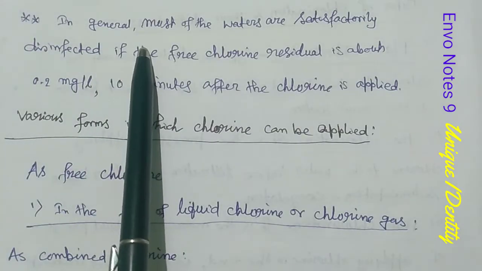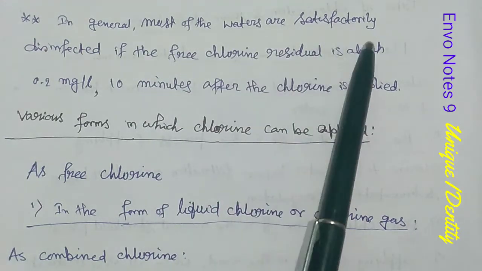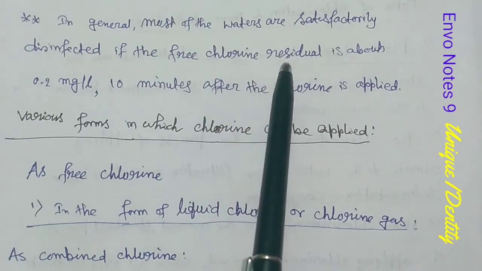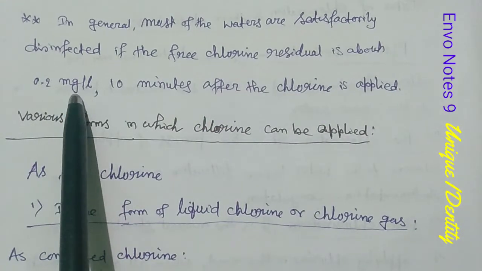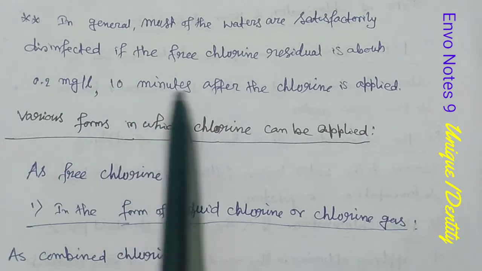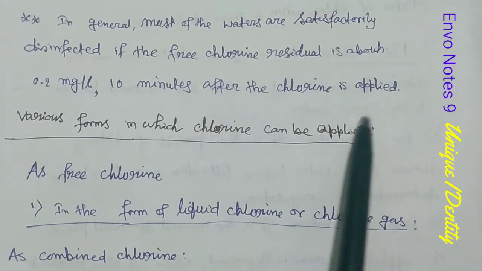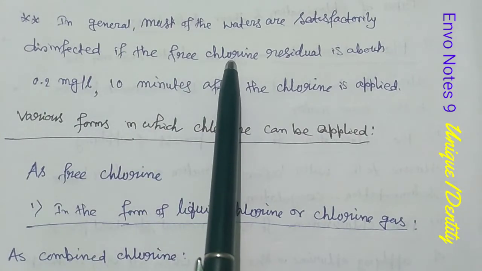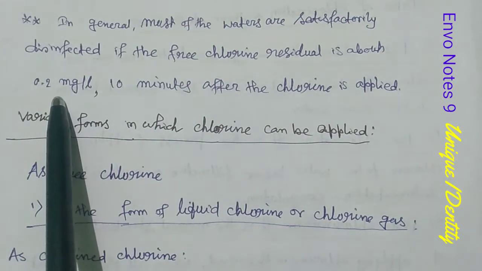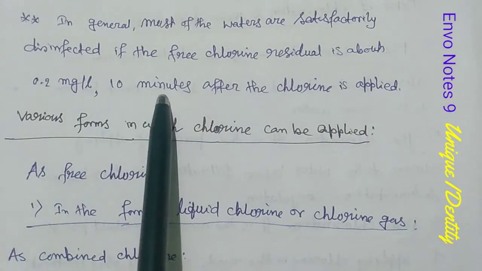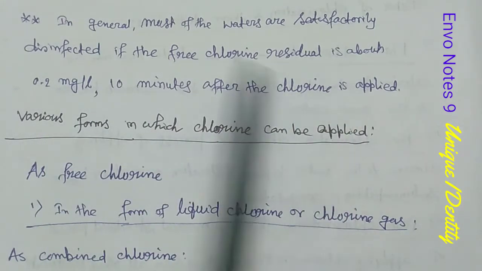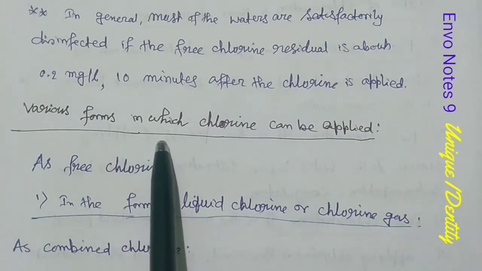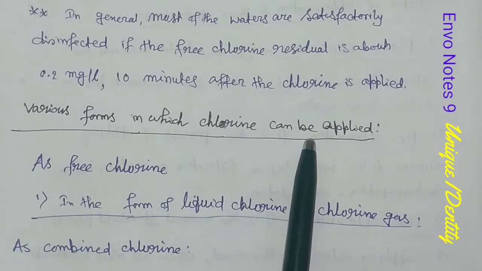Next, in general, most of the waters are satisfactorily disinfected if the free chlorine residual is about 0.2 mg per liter, that is 10 minutes after the chlorine is applied. Here I am giving the data for the free chlorine residual, that is 0.2 mg per liter, 10 minutes after the chlorine is applied. That is a one-liner.